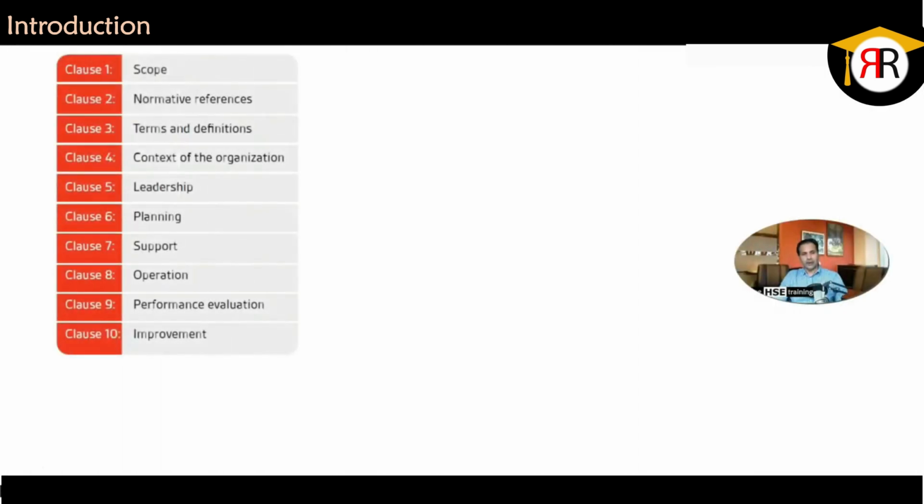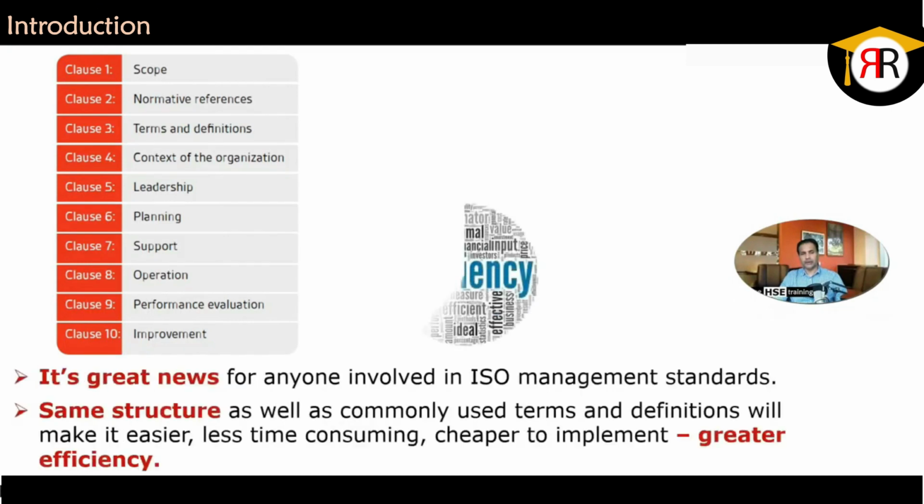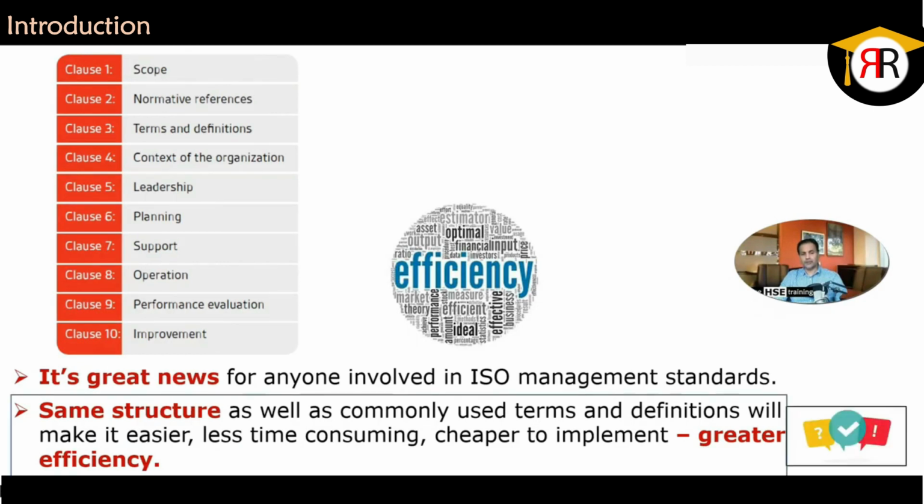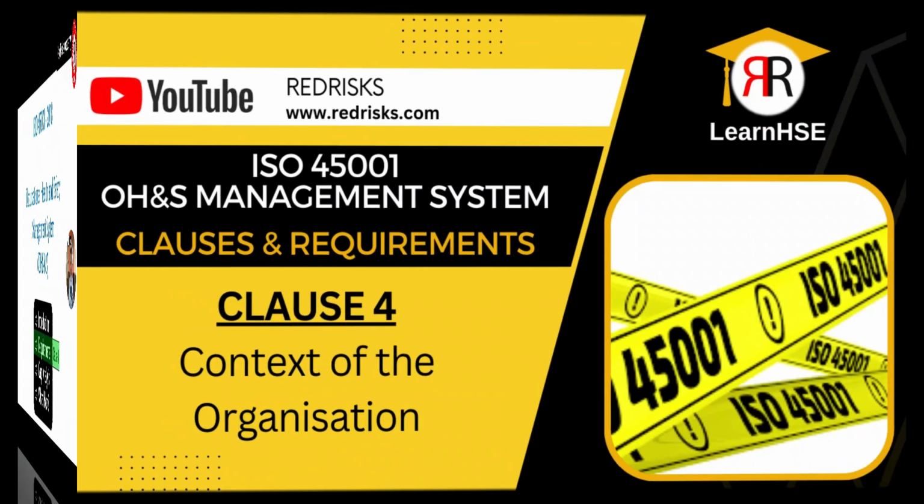Annex SL has a high-level structure. Without going into too much detail, you can see there on the slide it says clause 1 to 10. It's going through scope, references, leadership, planning, support, operation through to improvement. It's great news for anyone involved in ISO management standards because it's the same structure and the definitions are all standardized. This allows greater efficiency.